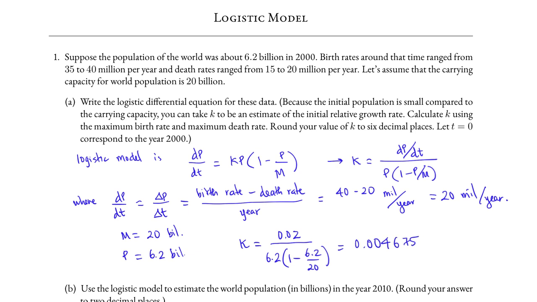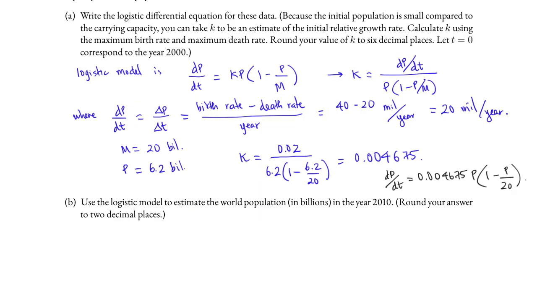0.004675. The logistic differential model is dP/dt equals 0.004675 times P times (1 minus P over 20). T is the years since 2000. In 2010, therefore, T is 10.